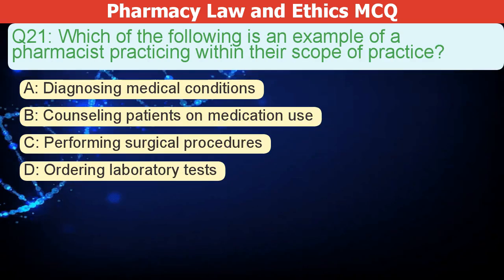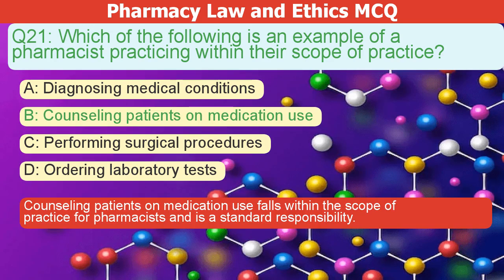Which of the following is an example of a pharmacist practicing within their scope of practice? A. Diagnosing medical conditions. B. Counseling patients on medication use. C. Performing surgical procedures. D. Ordering laboratory tests. The correct answer is B. Counseling patients on medication use falls within the scope of practice for pharmacists and is a standard responsibility.